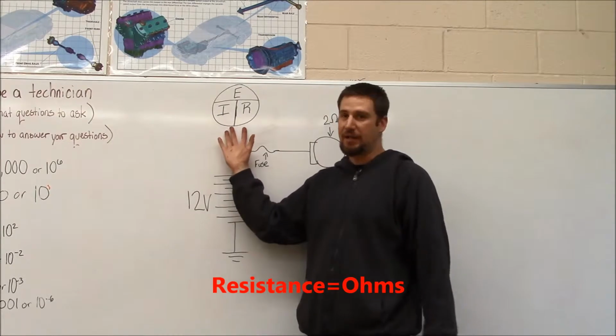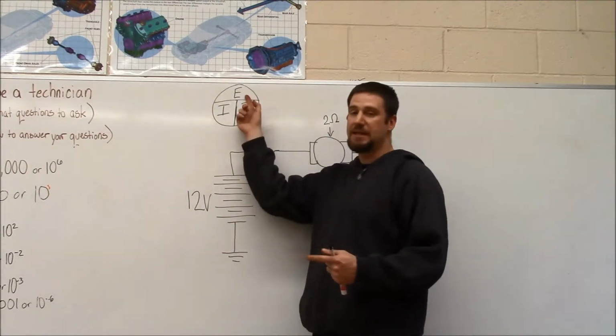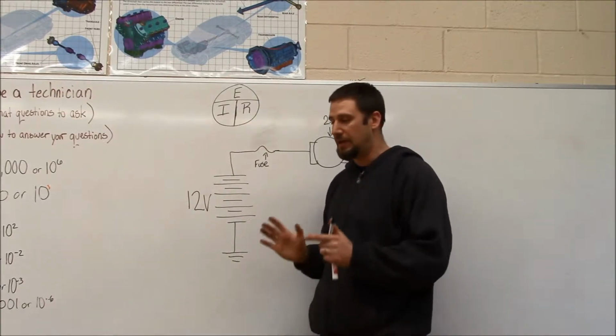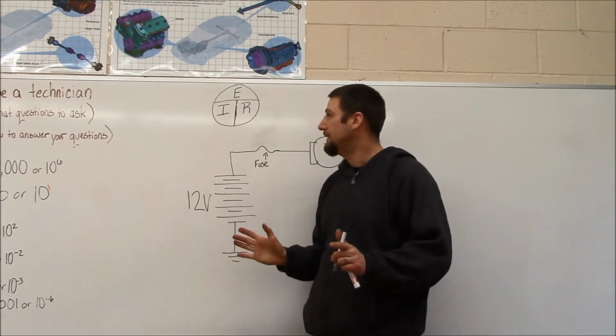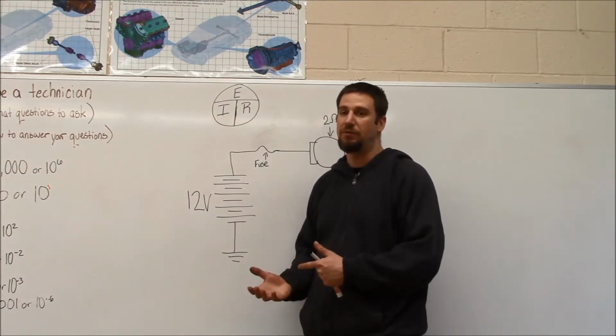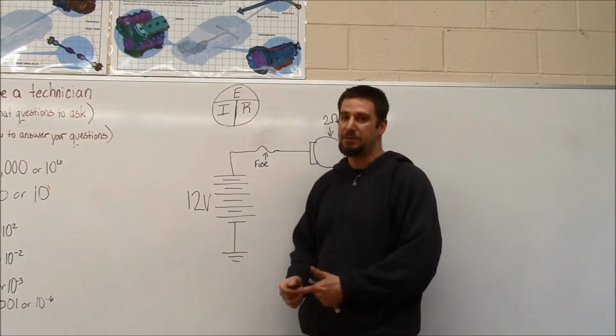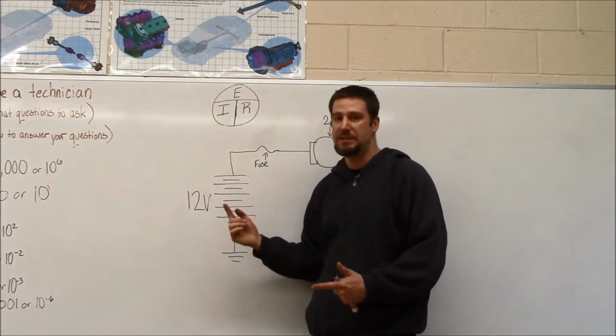So I know that's a lot in this little circle right here, but I'll say it again. E stands for volts. Voltage is pressure, and the E itself stands for electromotive force. You'll hear voltage referred to as electromotive force. I stands for amps or current, and R stands for resistance.